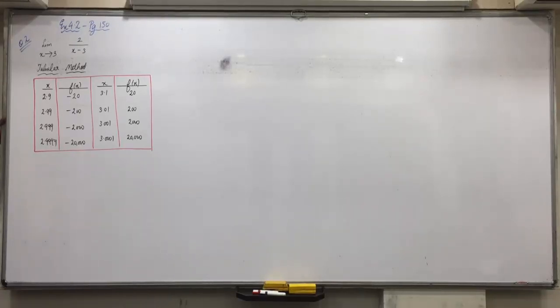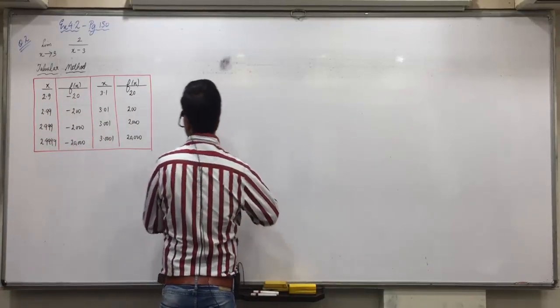As x tends to 3, f(x) does not approach a particular value. Thus, limit of function does not exist. Understood this, everyone? Yes. Question 3.